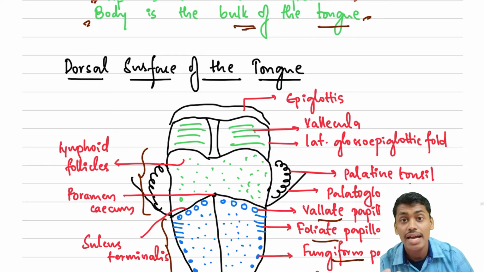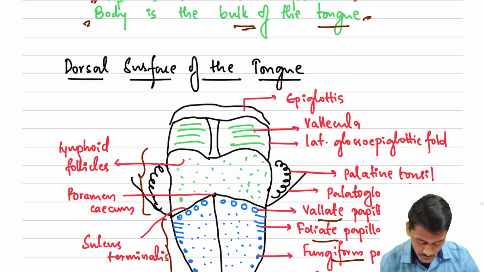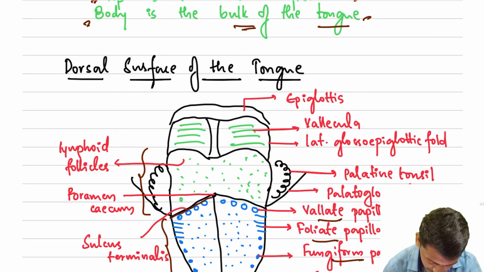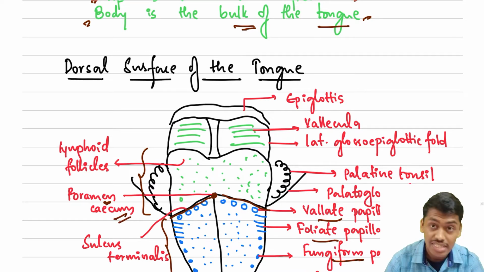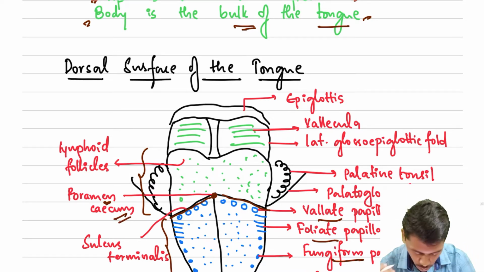And what differentiates the anterior two-third and posterior one-third of the tongue? We have the sulcus terminalis, and you can see one point here that is called the foramen cecum. So this differentiates the tongue into the anterior two-third and posterior one-third.